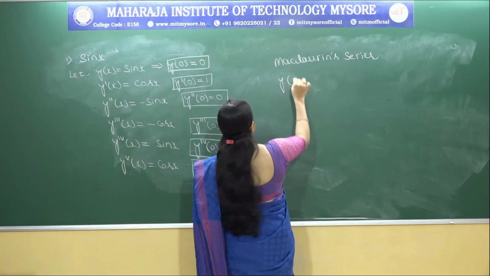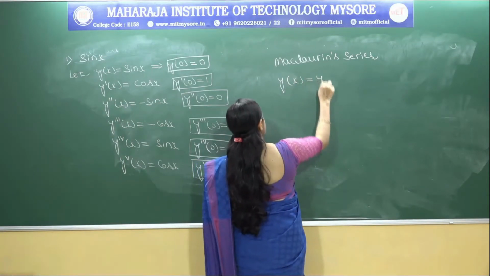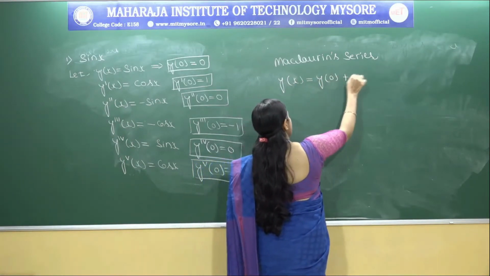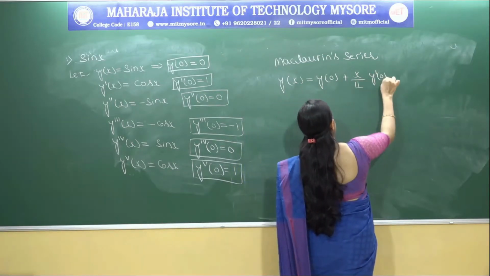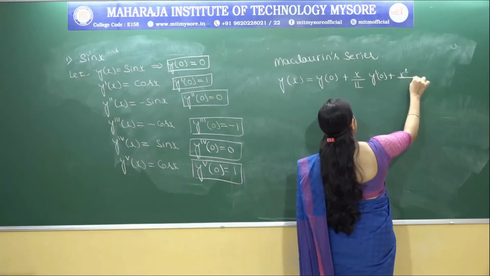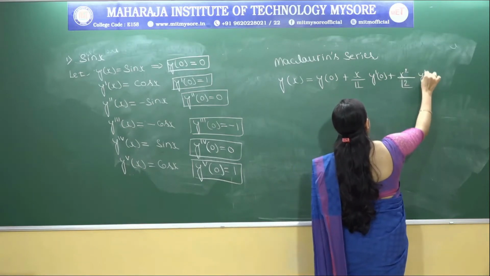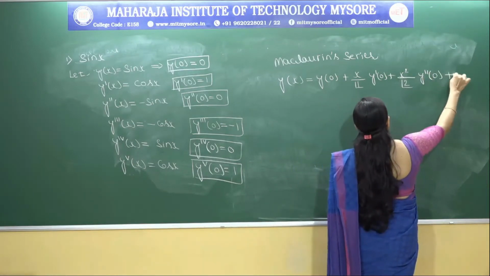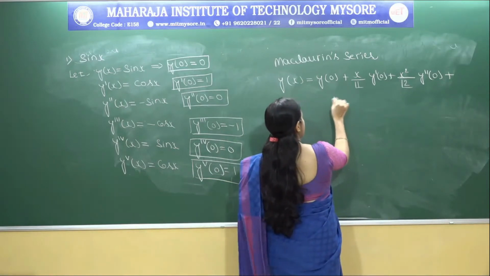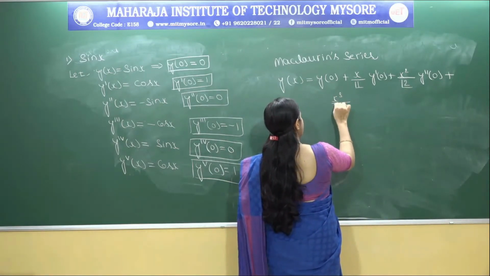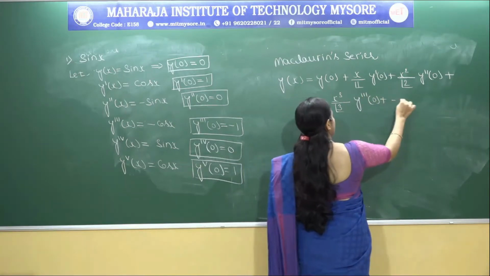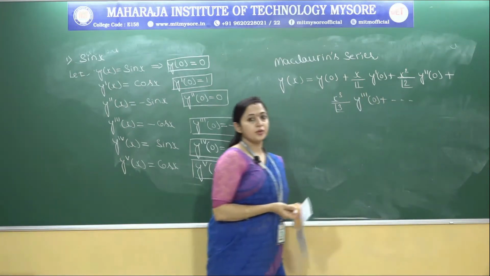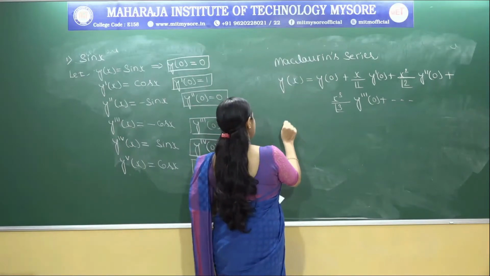So y of x equals y of 0 is the first term, plus x by 1 factorial y dash of 0, plus x square divided by 2 factorial y double dash of 0, plus x cube divided by 3 factorial third derivative of 0. You continue till the fifth derivative. So I go on substituting these terms.